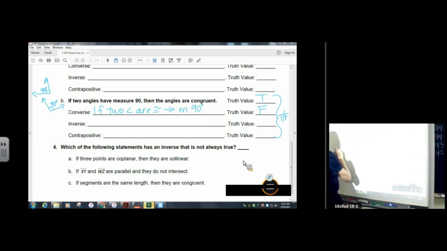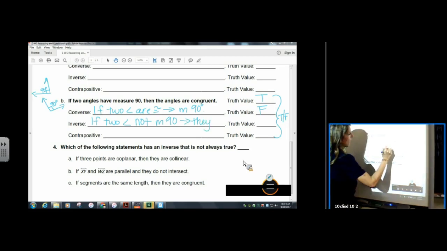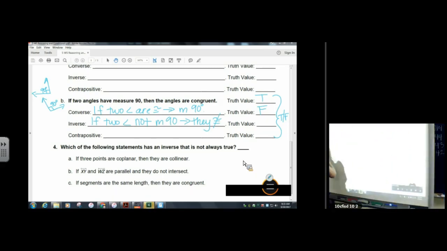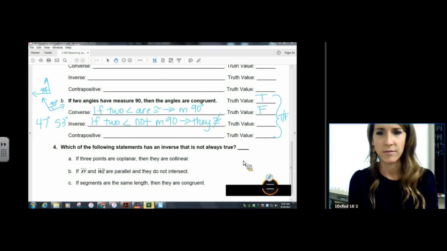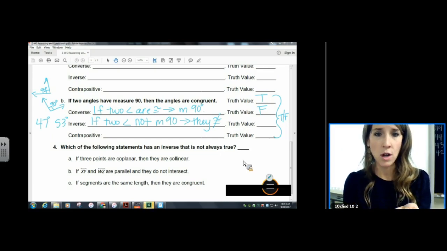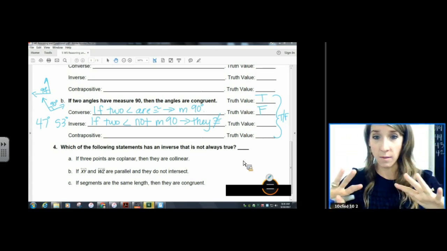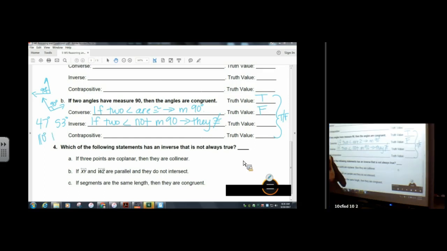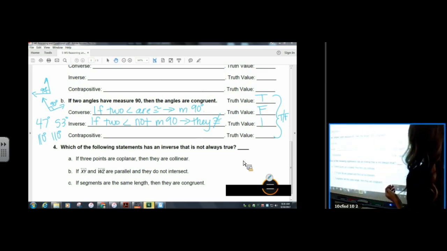Inverse. If 2 angles do not measure 90, then they are not congruent. Let's think of 2 angles that don't measure 90. All right, 47 and 53. Those angles don't measure 90, and they're not congruent, so I found a time when the inverse is true. But when you're determining the validity, you try as hard as your brain power can to prove it wrong. So I want 2 angles that do not measure 90. All right, 110 and 110. They are not congruent. Uh-oh, they are congruent. I found a time when it doesn't work, so the truth value is false.